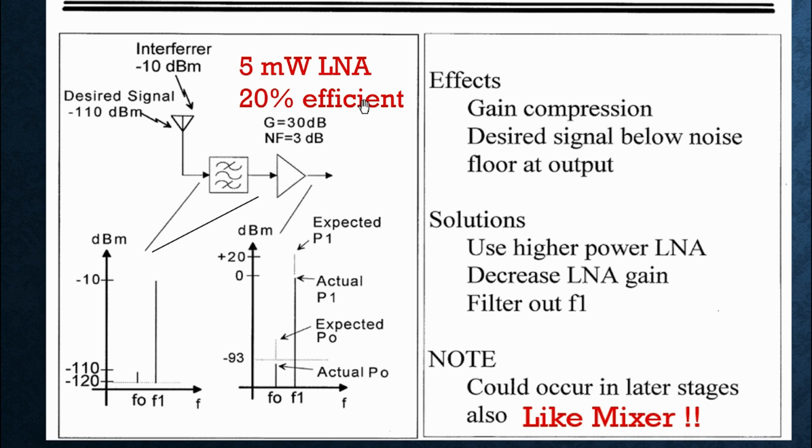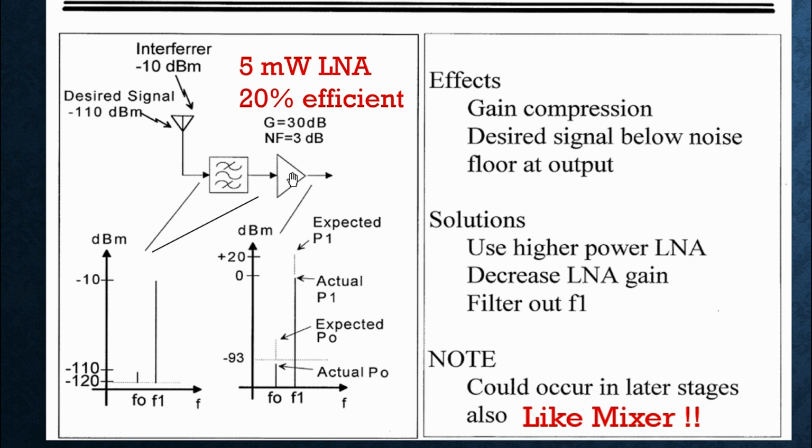Also, it's only about 20% efficient, so at most we get out maybe 1 milliwatt. So that's shown here as the actual output power for the F1 signal at 0 dBm. So what about our desired signal at frequency F0 here? Well, it should have gone up, but it didn't. And why is that? That's because we have something called gain compression. This amplifier doesn't have the gain it was supposed to have because we hit it with too strong a signal.